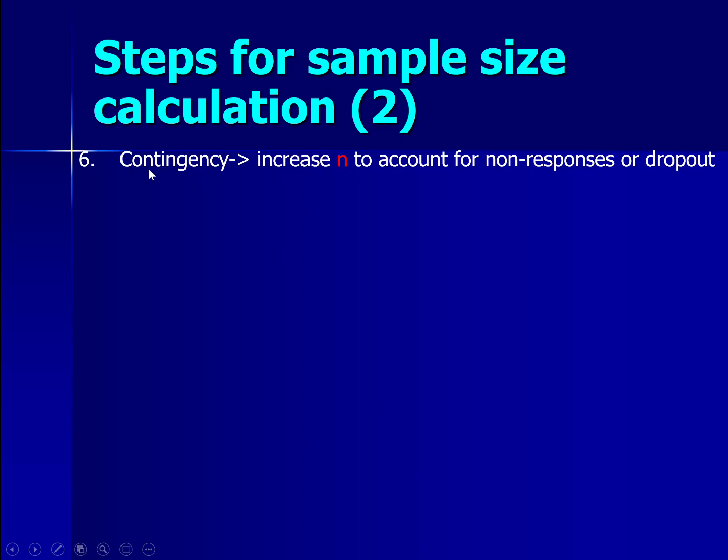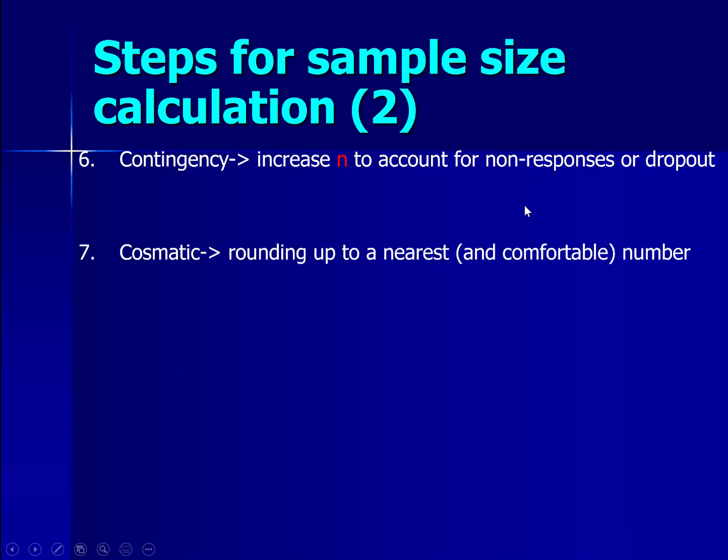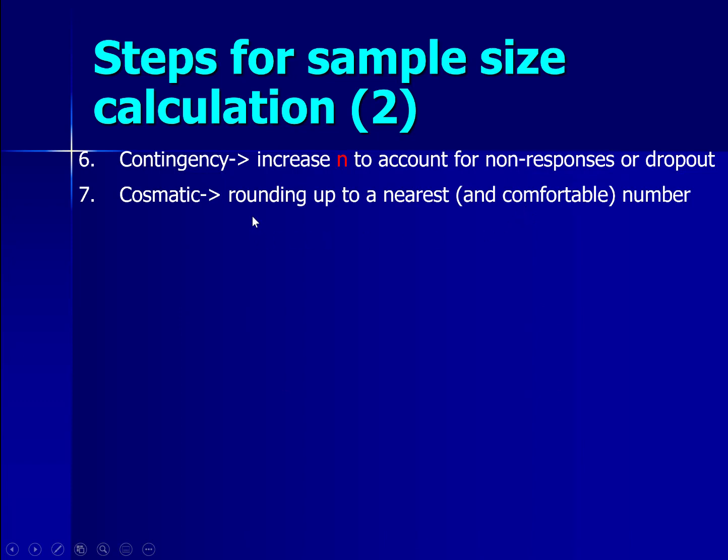After that, contingency means increasing the sample size to account for non-response or dropout. So there are methods to handle this. Then cosmetic means rounding up the sample size to the nearest comfortable number, because this will then be used for estimating the budget of the study.